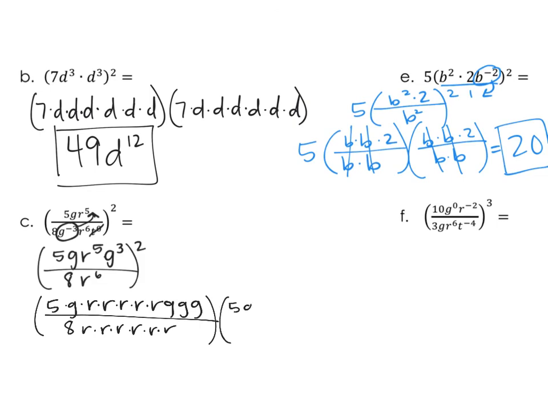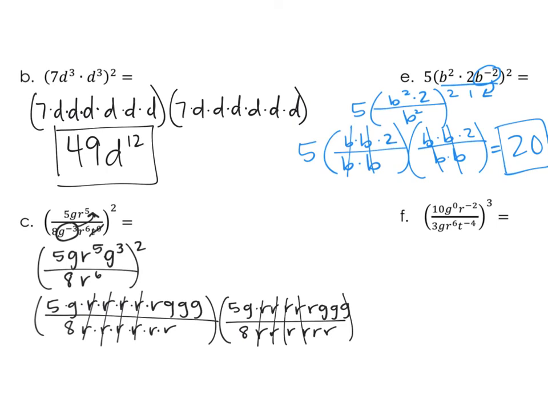So I'm going to write that whole thing again. 2, 3, 4, 5. 1, 2, 3, divide. And 8 with 6 r's on bottom. Okay, so I see that I can start to cancel some of these r's because I have them on top and bottom. So I'm going to cancel. And over here I can cancel as well, leaving me with some r's on bottom and g's on top.